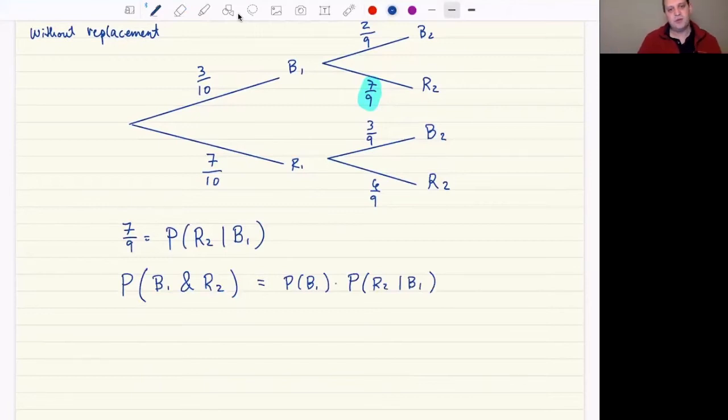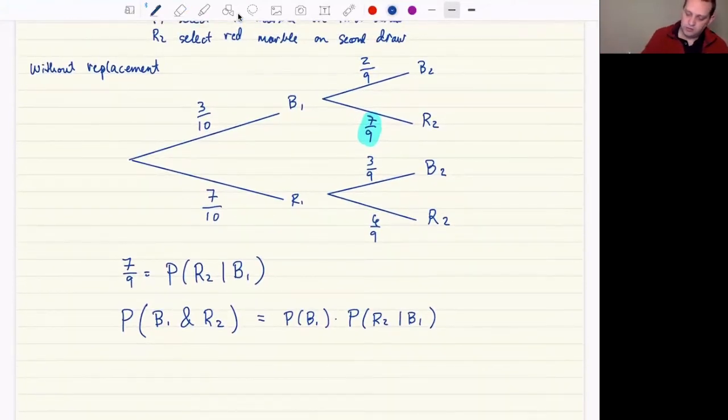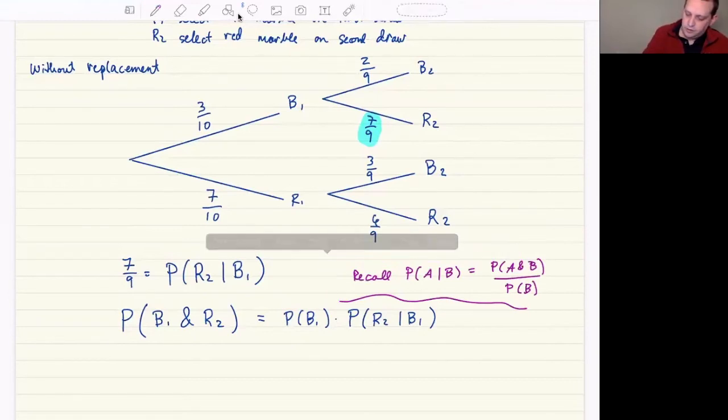This follows right from the formula. We know the formula for the probability of A given B, and I think it's worth remembering. Let me just write this off to the side here. I want to recall that the probability of A given B is the probability of A and B divided by the probability of B. That's the formula that we have for the probability of A and B.